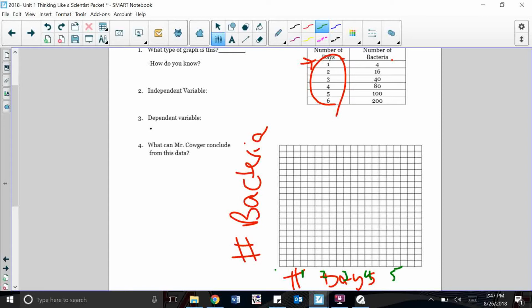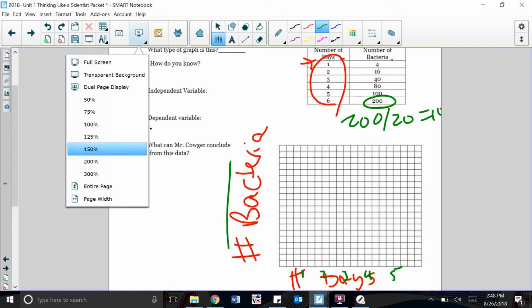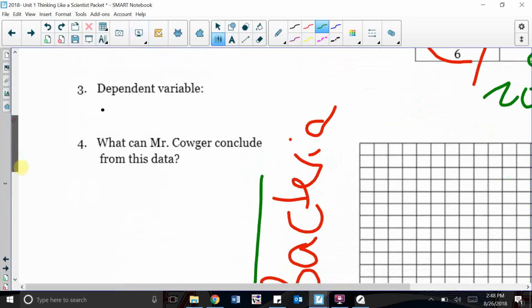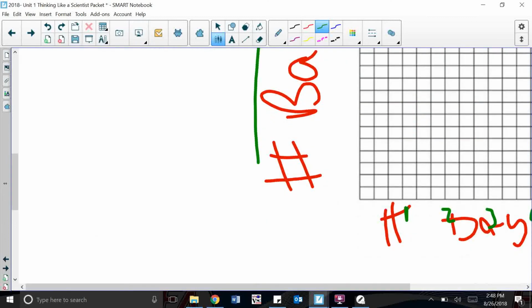And for our y-axis, our number of bacteria, our highest number is 200. Again, like I already said, go ahead and count how many lines that you have. It just so happens that we have about 20 lines. So if we do 200 divided by 20, that's going to be about 10. Again, I prefer not to have everything very much cramped, so we're going to go ahead and skip lines.